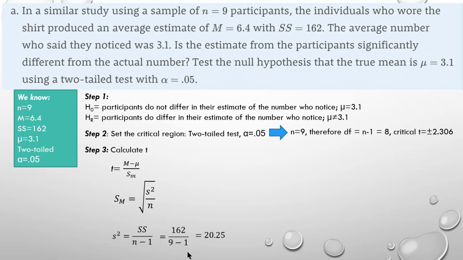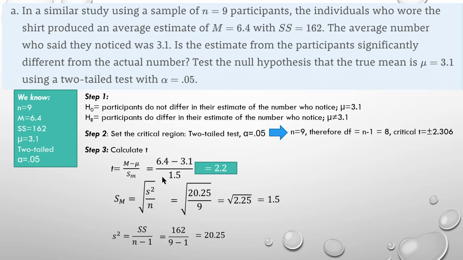So I get a variance of 20.25. Now I take the variance, I can plug it in here. I get an estimated standard error of 1.5 that I can now plug in here. So I get a t of 2.2. The reason I wanted the t is because I want to see if my mean difference, that is the basis for the t, is in the critical region. So I compare to my critical t over here.